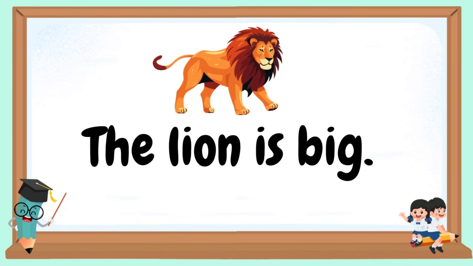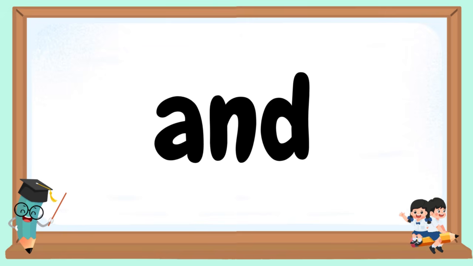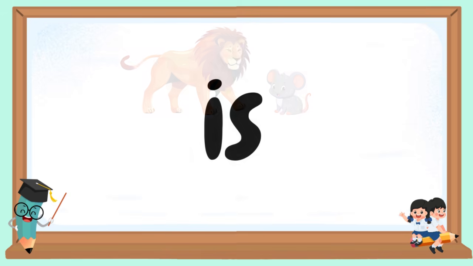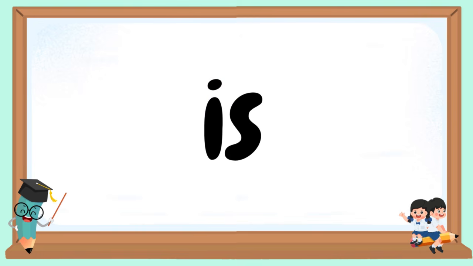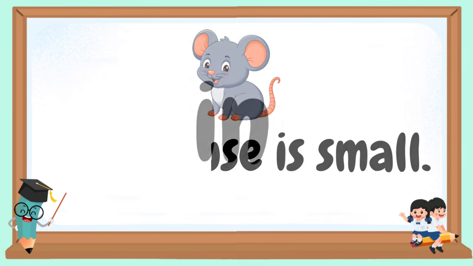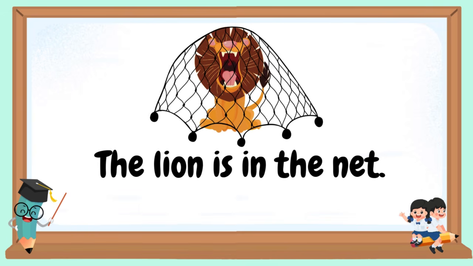The lion is big and the lion and the mouse are friends. The mouse is small. The lion is in the net.